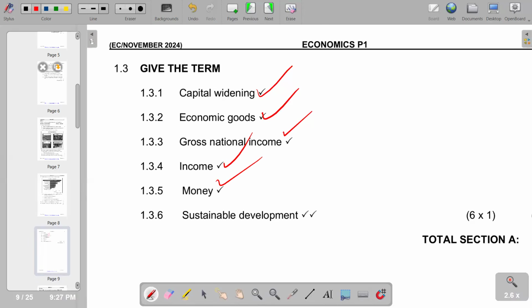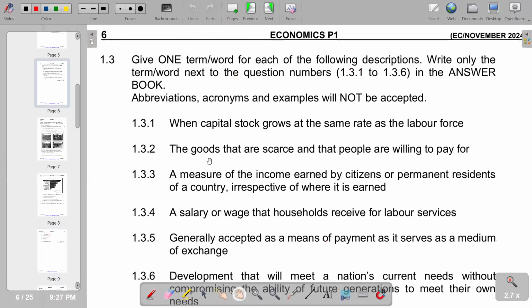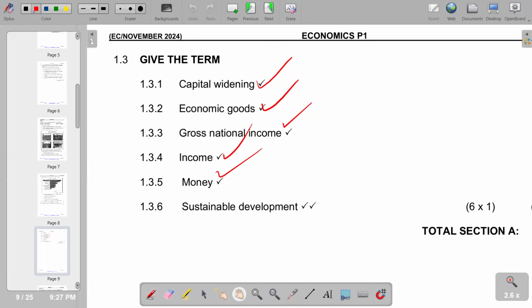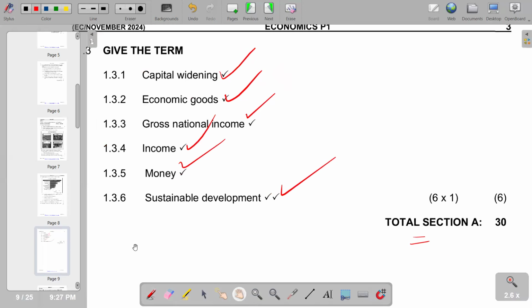Then on the next part, which is now 1.3.6, development that will meet a nation's current needs without compromising the ability of future generations to meet their own needs. So this is the sustainable development. So we do have sustainable development on 6. So with that, that marks the end of our section A. You see that section A has got a total of 30 marks.